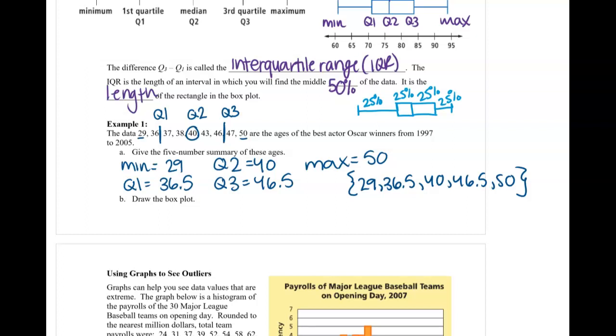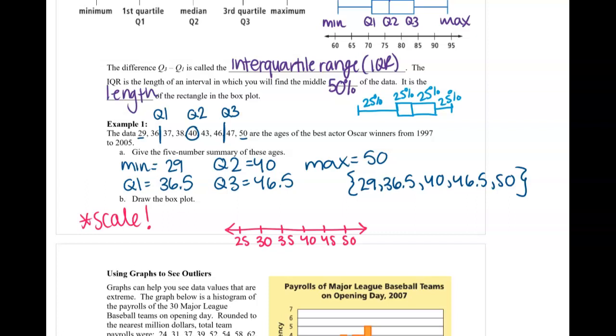Now we'll draw a box plot. The key is scale. If you don't have a scale on the bottom of your box plot, the picture will not be accurate. So we know here we start at 29 and go to 50. So I'm going to maybe start at 25 and go up by 5. So 25, 30, 35, 40, 45, and 50. Make sure you always do this first, and then we can draw our box plot.